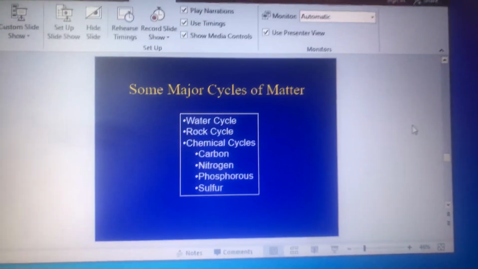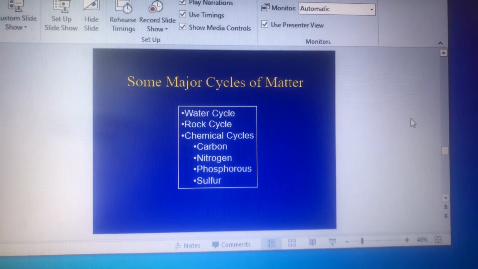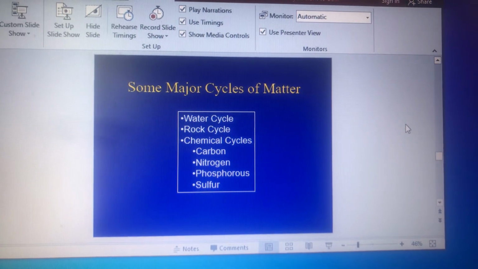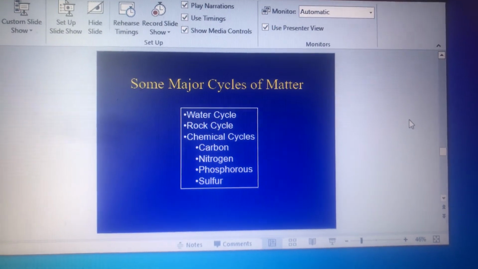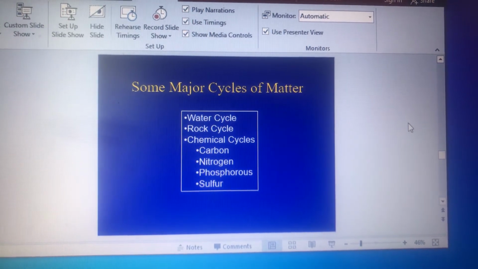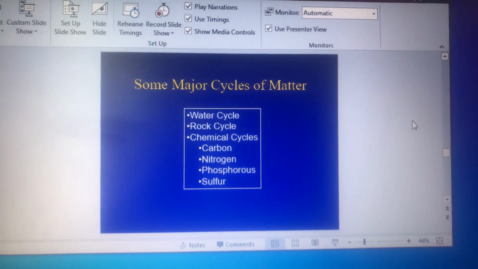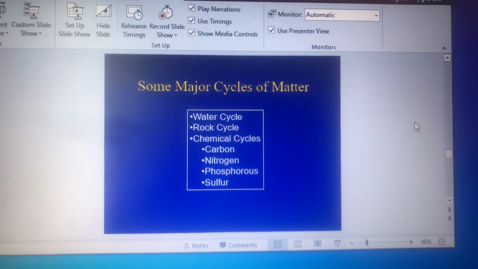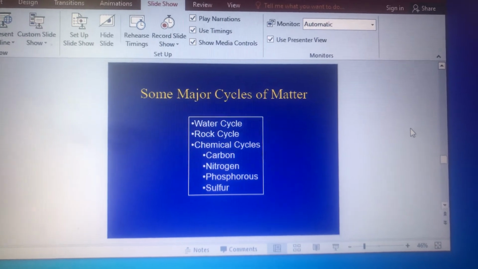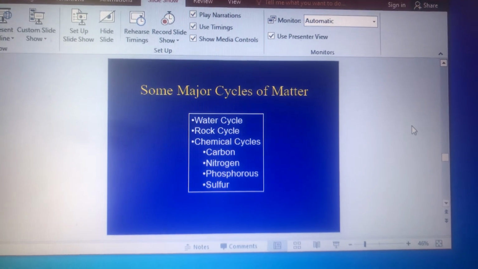Okay? Some of the major cycles of matter: the water cycle. The water cycle starts in the ocean. It evaporates, goes up into the clouds, and then in the clouds it condenses into actual water, but it's not heavy enough to fall to the ground. When it gets heavy enough and large enough, then it becomes precipitation or rain, and that's a cycle, and then it falls to the ground, goes into the rivers and streams and oceans, and then recycles again, gets evaporated back up into the atmosphere, and then it continues its cycle.